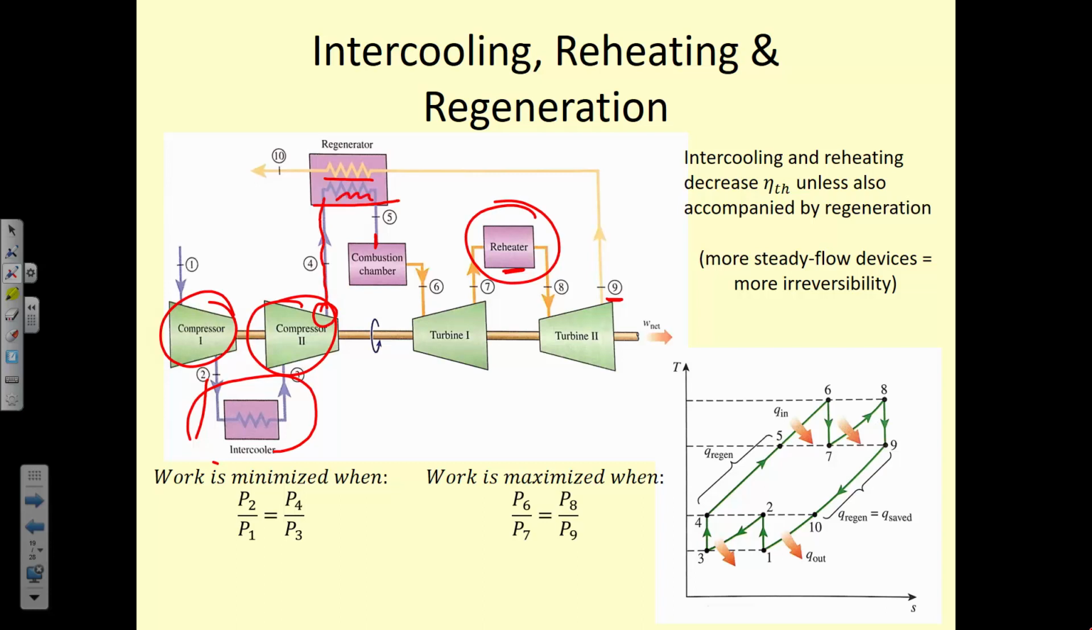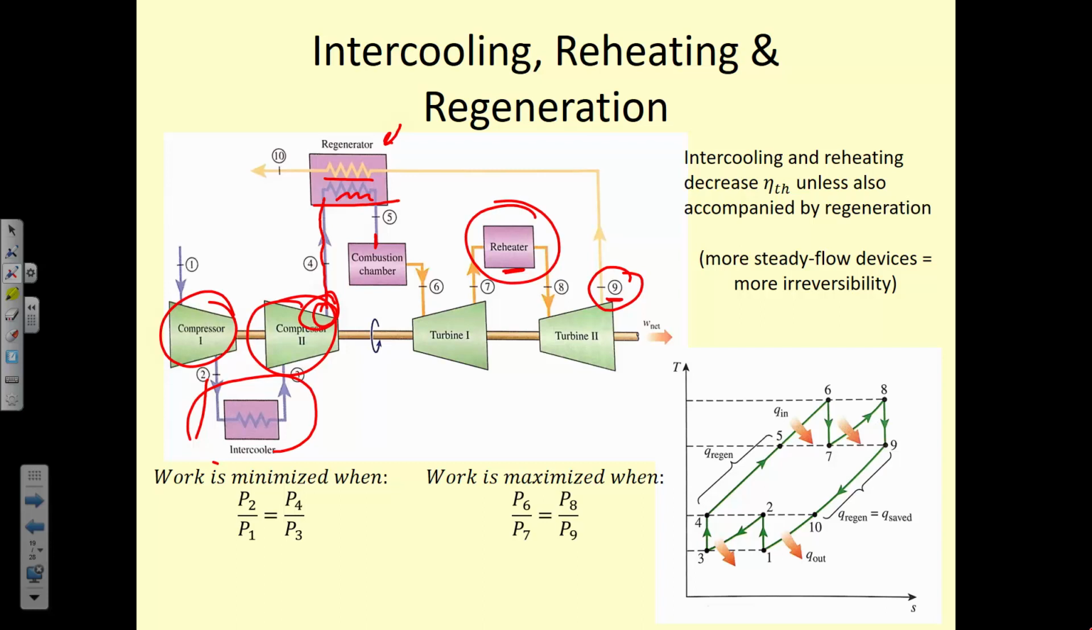Okay, so whether we have one compressor and one turbine, or two compressors and two turbines, it's always the outlet of the final turbine and the outlet of the final compressor that we use in the regeneration process. It's not often that you have multiple regenerators. Usually it's just done one time.